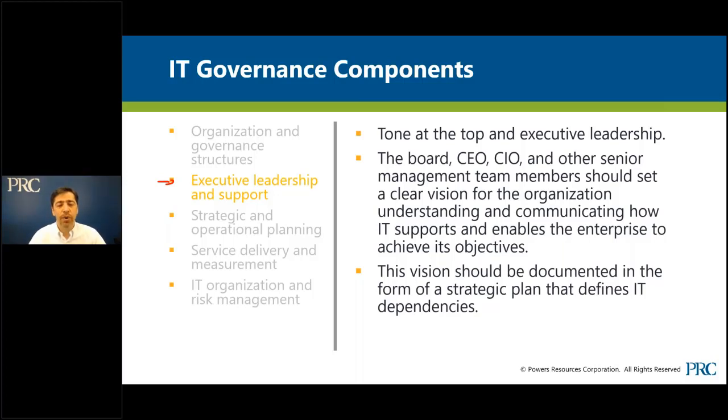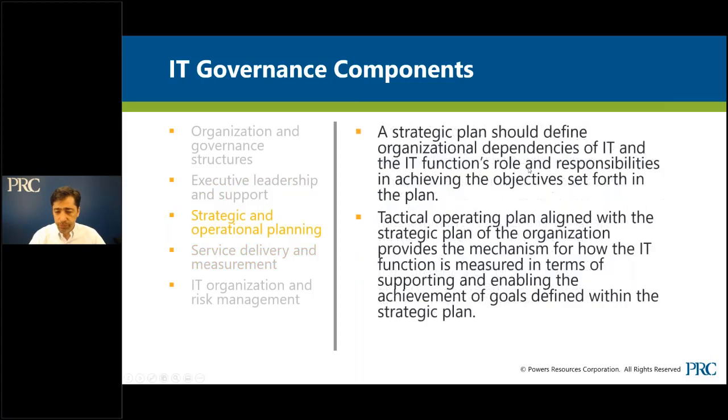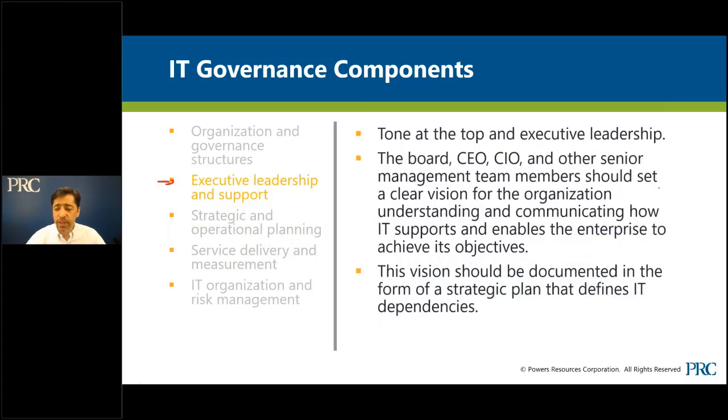Are they empowering them? Do they communicate with them on a regular basis? So the board, CEO, CIO, and other senior management team members should set a clear vision for the organization, understanding and communicating how IT supports and enables the enterprise to achieve its objectives. This vision should be documented in the form of a strategic plan that defines IT dependencies.